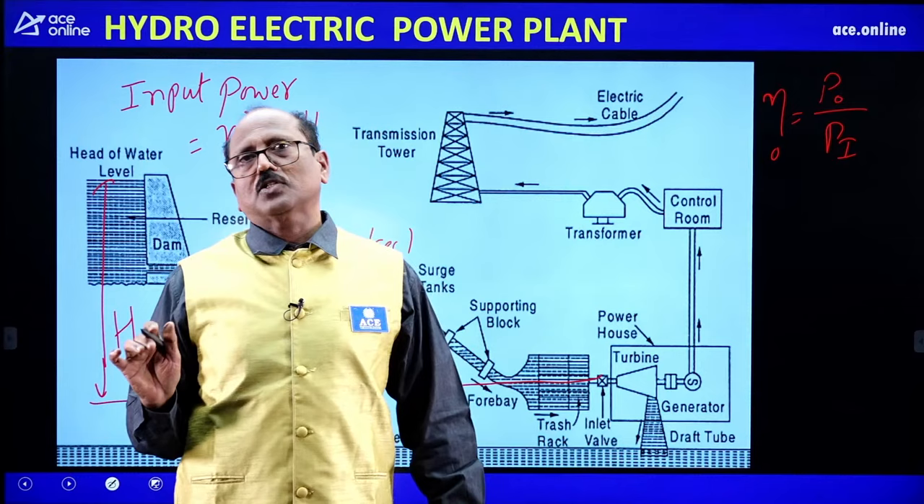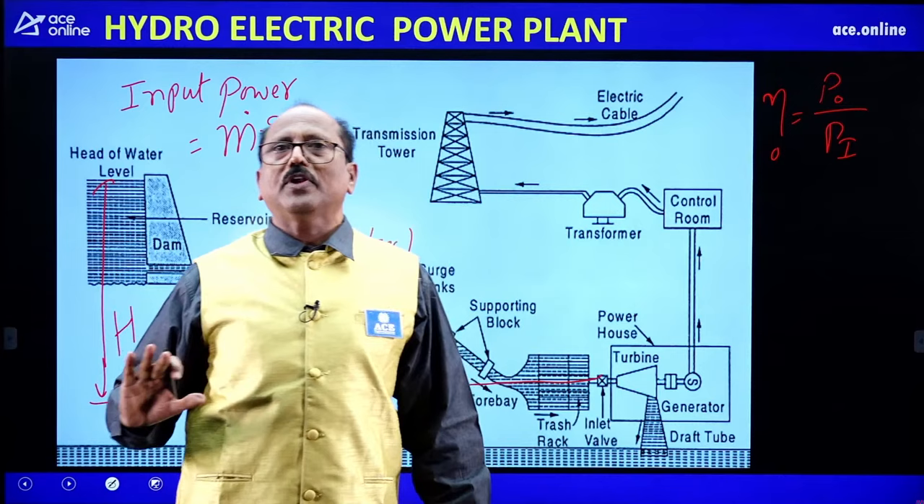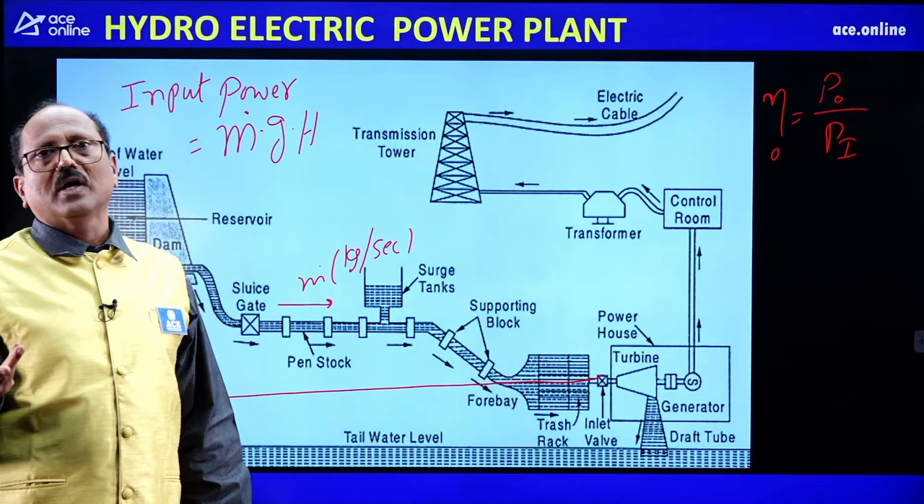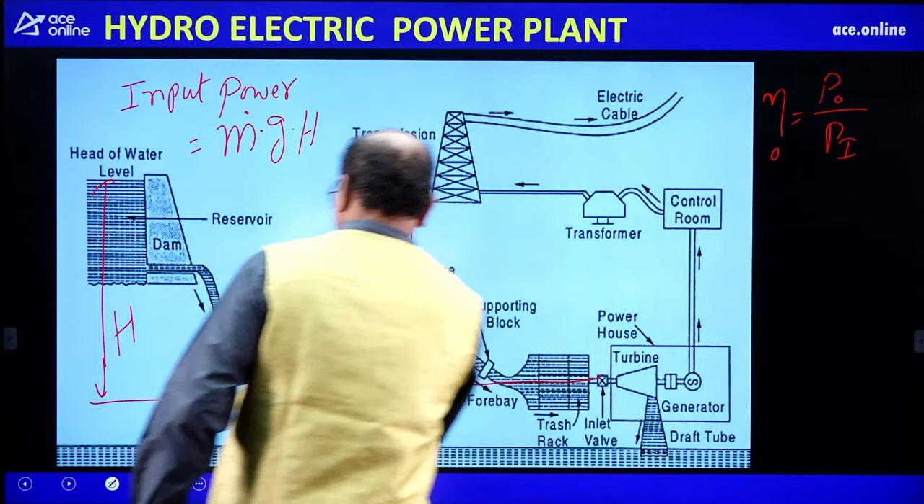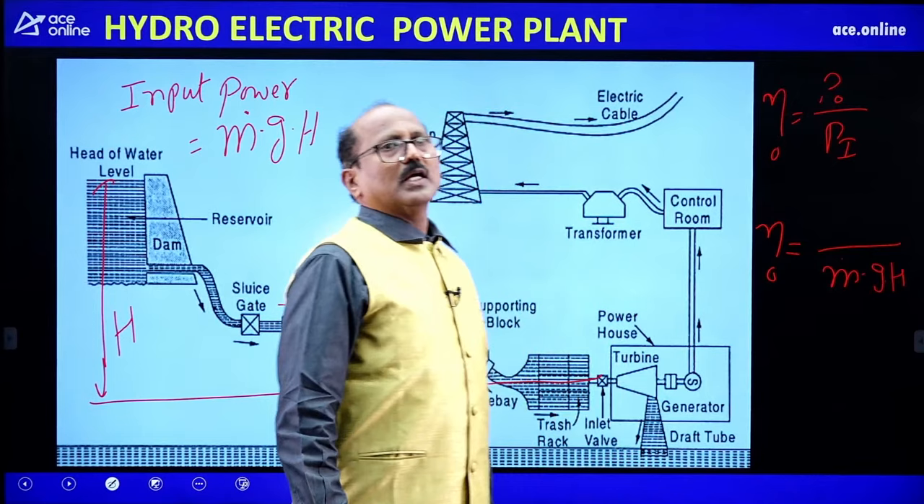Whereas thermal and hydro are commercially viable, we are using them. Compared to thermal, hydropower is cheap because there is no input cost, just a dam constructed, water stagnated, and head of water increased for power generation. So nature's gift, no? And no environmental impact also. So the input power is MGH, where M is mass flow rate.